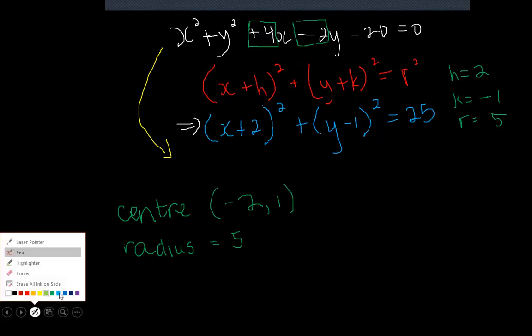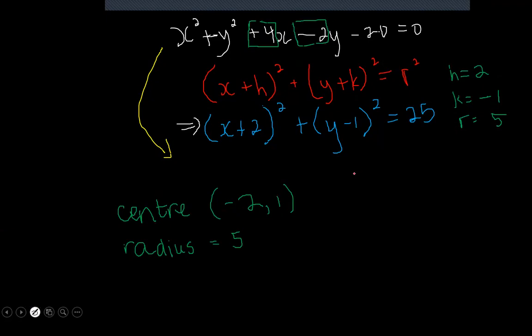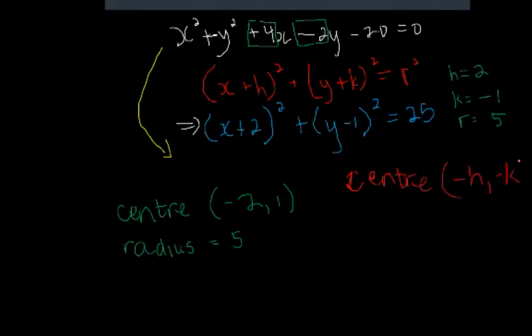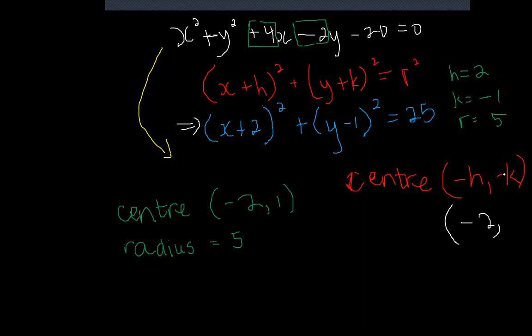For anybody who doesn't know how you got minus 2, 1 for the center, recall that the center has coordinates minus h and minus k. We know that h is 2, and we know that k is minus 1. So to find minus h and minus k, if h is 2, then minus h has to be minus 2. And if k is minus 1, then minus k has to be 1. That's why this is the answer.